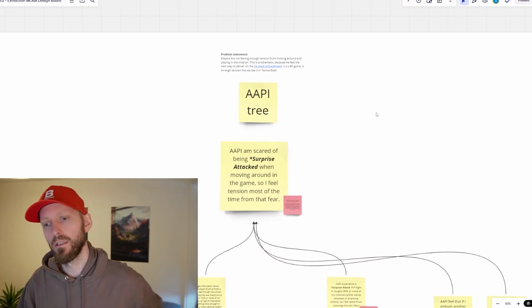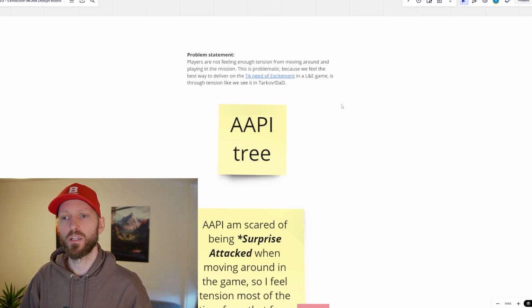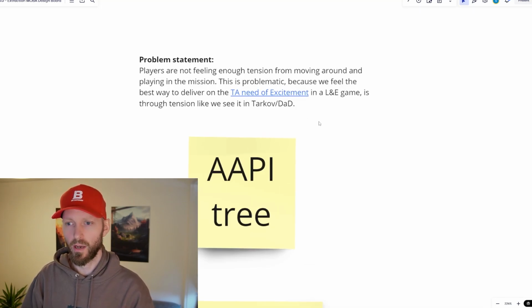So usually we work with problems or things that we want to achieve. For instance, now that we are more live with the game and we're doing testing and so on, we are discovering problems that we want to address. In this particular case, we have a problem with tension. I'm just going to read this out loud.